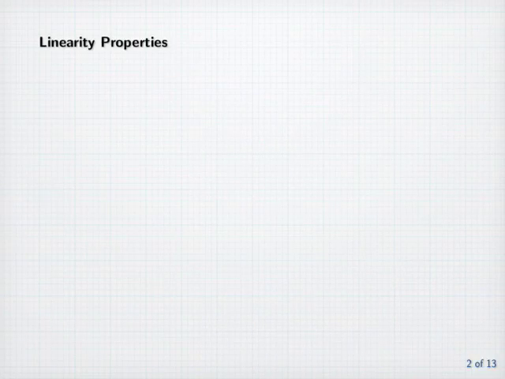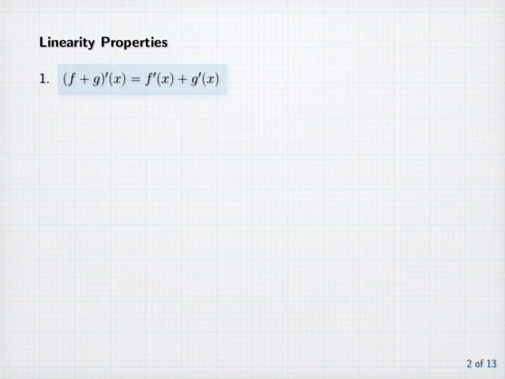Linearity properties. 1. The derivative of the function f plus g is f prime plus g prime. In other words, the derivative of a sum is the sum of the derivatives.